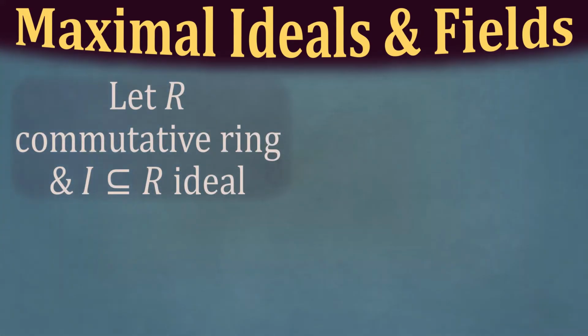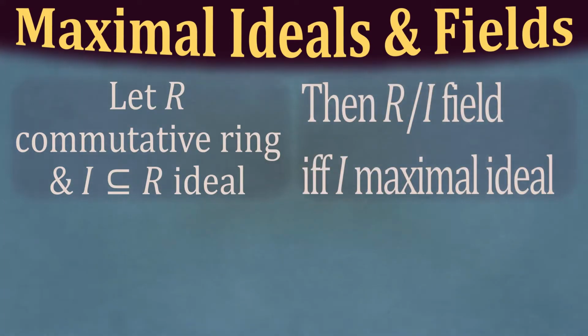Let R be a commutative ring, and let I be a subset of R which is an ideal. Then R over I is a field if and only if I is a maximal ideal. Next, let's define the kernel and the image.